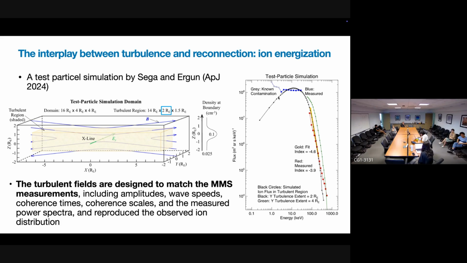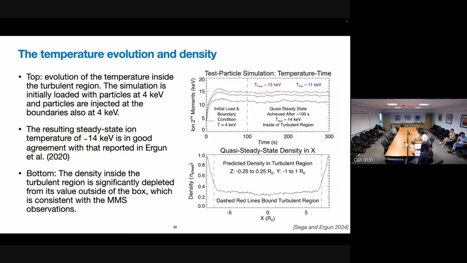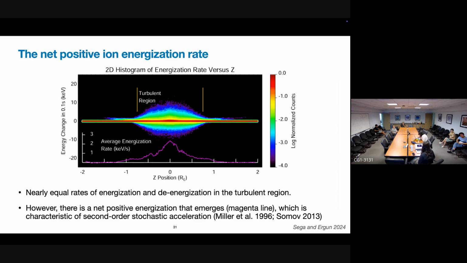And here is a validation plot showing that with this configuration, we can have a very similar particle distribution to what was observed by MMS, showing we're doing a good job reproducing everything. Here's just more validation. It shows the temperature is also similar to what MMS observed, and you see a decrease of the plasma density like we have seen in the previous cases. And now we get to the interesting energization part.